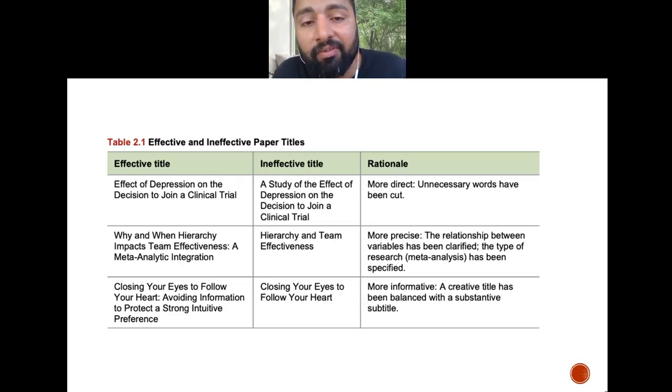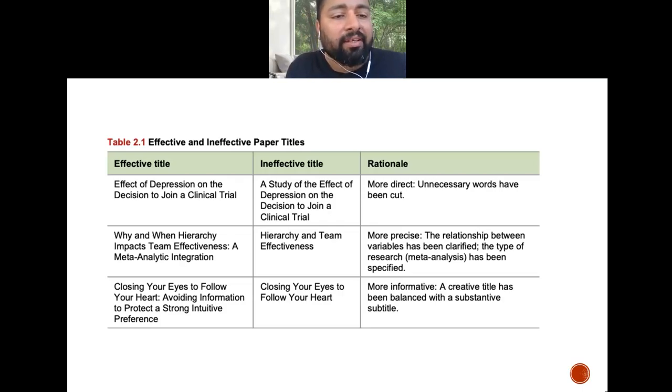We regularly see this kind of title in dissertations and theses, etc. "A study on the effect of depression." "A study on," "a study of" should be avoided. So a more direct approach is needed. Unnecessary words have been cut.